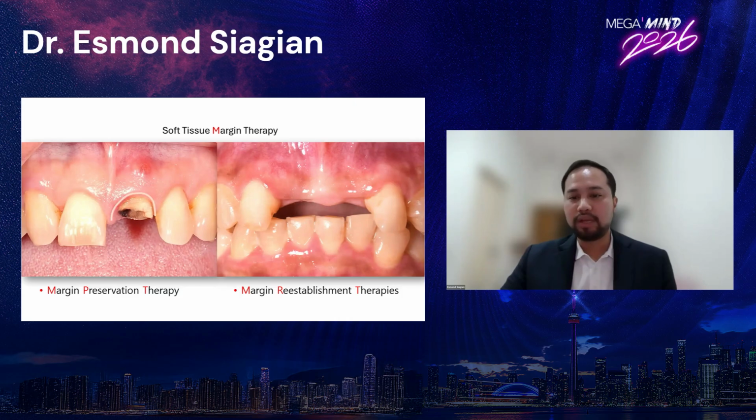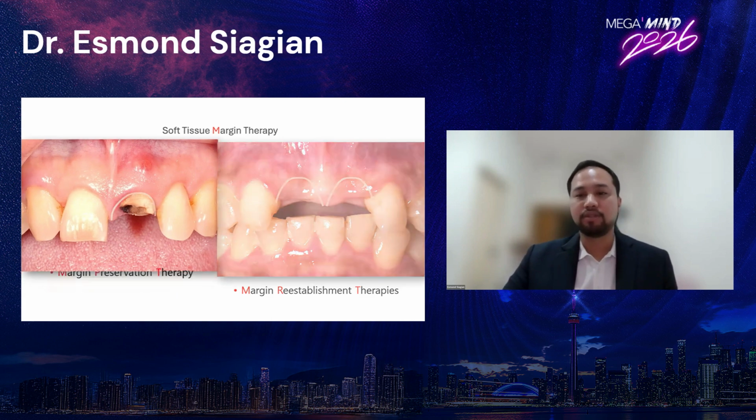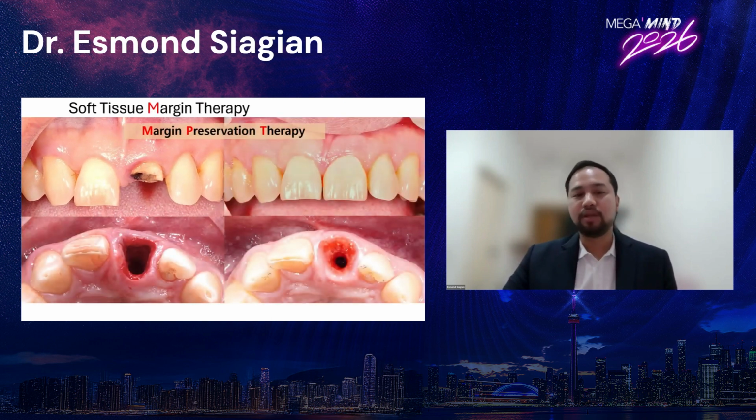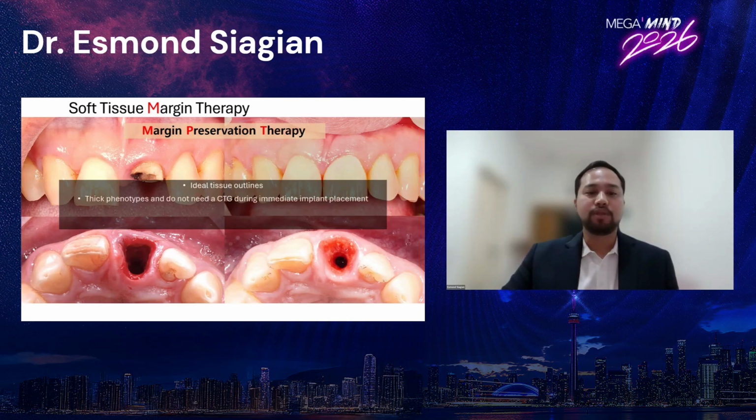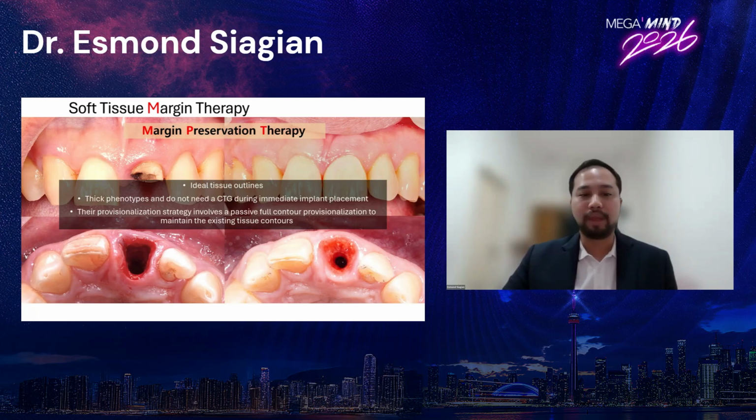Preservation is when we don't need to modify the margin outline, and reestablishment is when we need to modify the margin and contour to get the ideal final results. Preservation is only when the ideal tissue outline already exists, with thick phenotypes, and we don't need to do a connective tissue graft during the immediate implant placement, and the provisionalization strategy involves a passive full contour provisionalization.